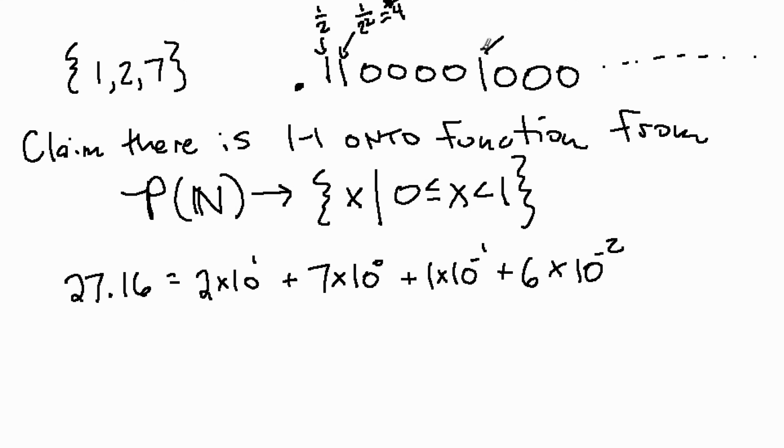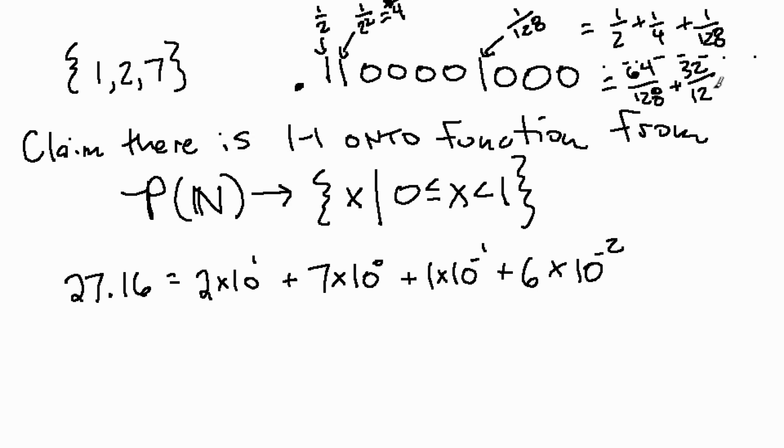So this number over here is 1/128. So this number over here is really equal to 1/2 plus 1/4 plus 1/128. And that's equal to, well, that would be 64 over 128 plus 32 over 128 plus 1 over 128. And that is equal to 64 plus 32, that would be 96 plus 1, that's equal to 97 over 128.